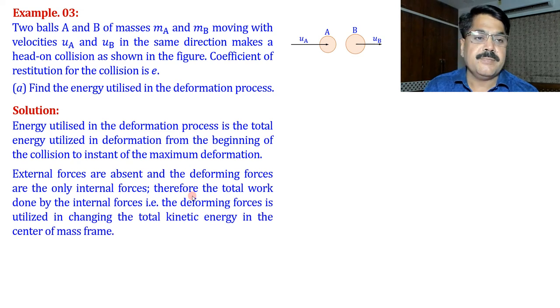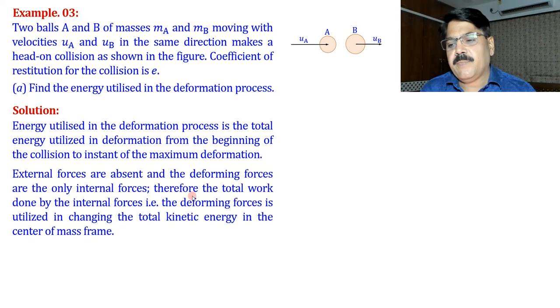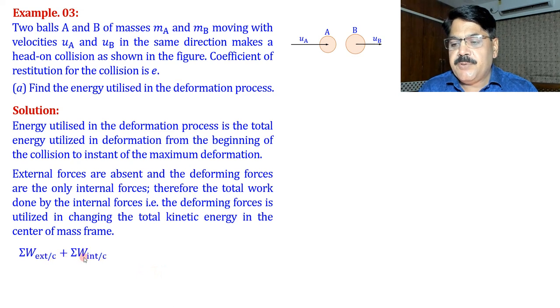Just recall, if there are no external forces, only internal forces can change the energy in the center of mass frame. So in collision there are no external forces, and our internal forces are the deforming forces. So the work done by them will be the change in kinetic energy in the center of mass frame. So that's a so simple idea. Summation W external with respect to C plus summation W internal with respect to C is equal to summation K final with respect to C minus summation K initial with respect to C. That term is 0, and we have to find this term.